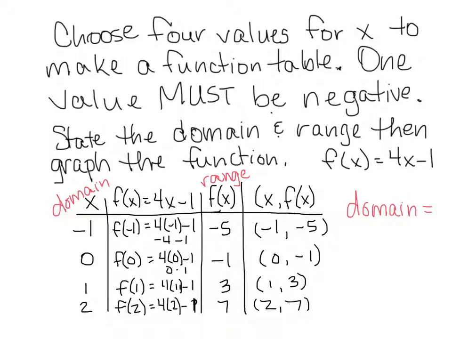So your domain is -1, 0, 1, and 2. I think I said the range is the numbers that you chose. I should have stated that the range is the numbers that you got as a result of the numbers you chose for your domain. So your domain could be different from mine. You also state your range.